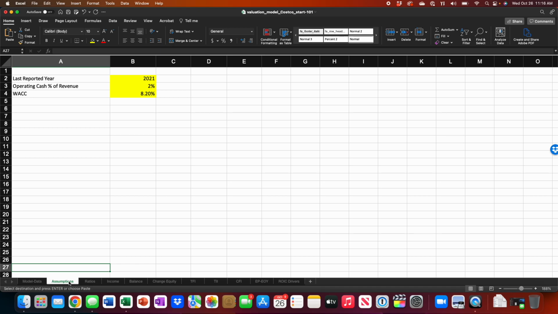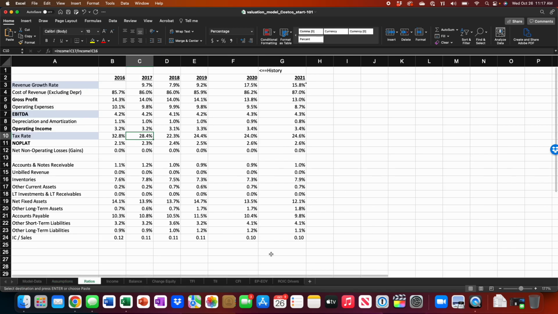On Monday, we're going to take wherever we end today and keep building. So don't lose that file, because then you're going to keep building that file. You have to do it yourself. So let's start forecasting the income statement. So let's go to the ratios page, make it a little bigger.